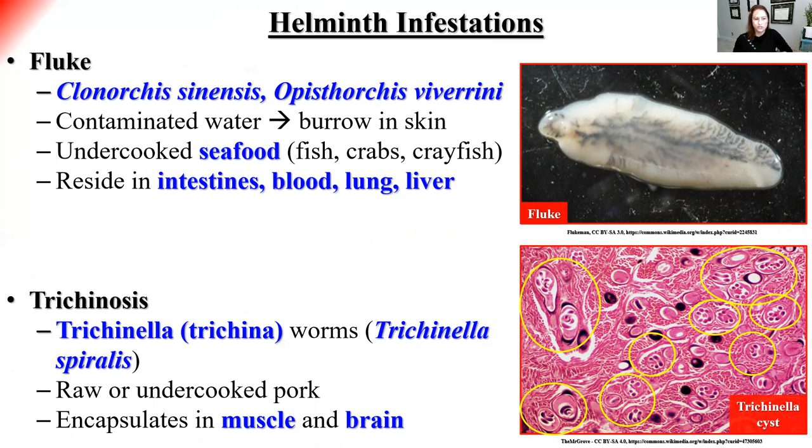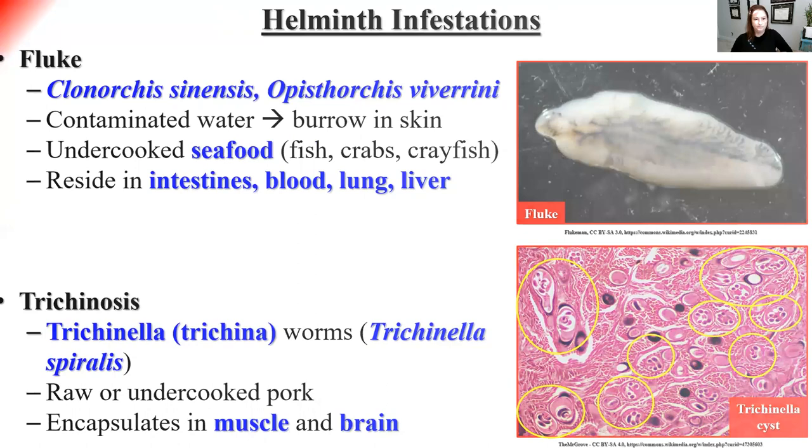The flukes can be found in four different places of the body. So that's a good exam question there. So intestines, the blood, the lungs, and the liver are common areas where the flukes will go as kind of their endpoints. Trichinosis is a worm that affects mostly muscle tissue and brain tissue, and it encapsulates in these areas. So it's very difficult to treat. You can see a cross-section of a muscle biopsy here, and all those little circles, those are encapsulated worms. This is most likely to be found in raw or undercooked pork. So remember, intestines, blood, lung, liver for fluke, and muscle and brain for trichinosis.